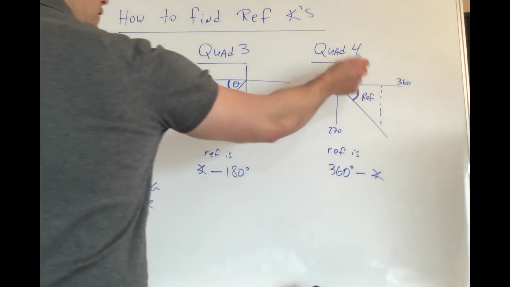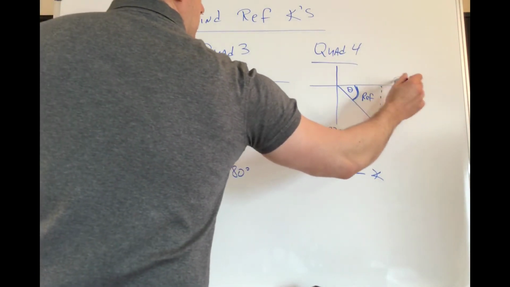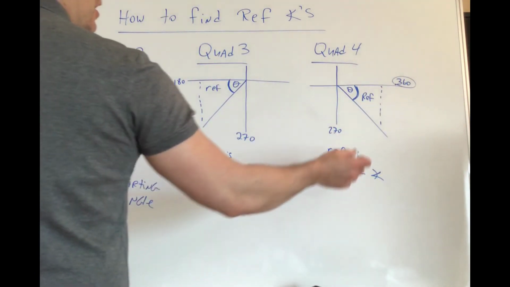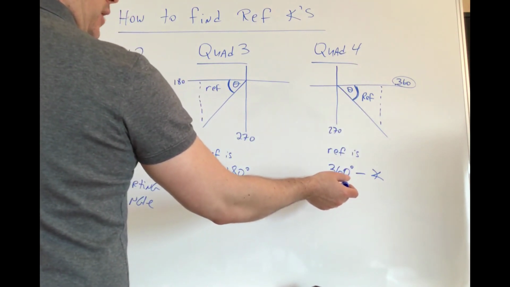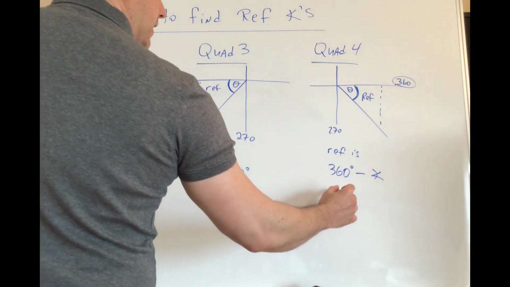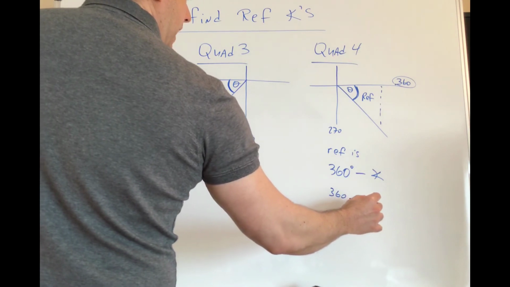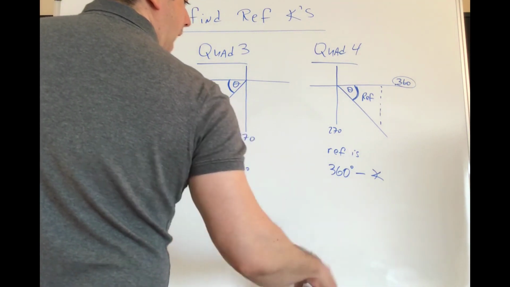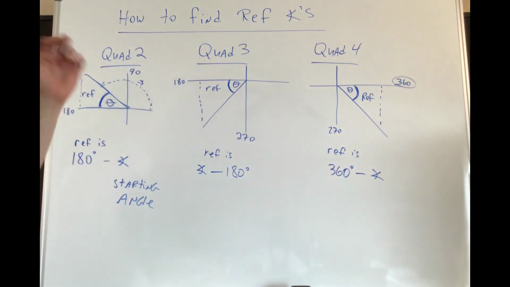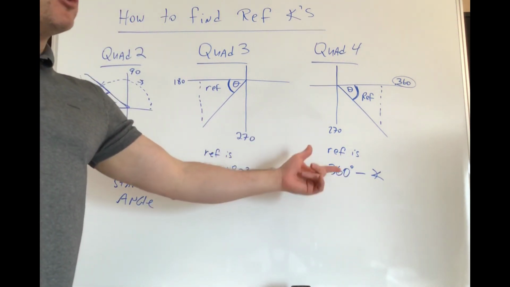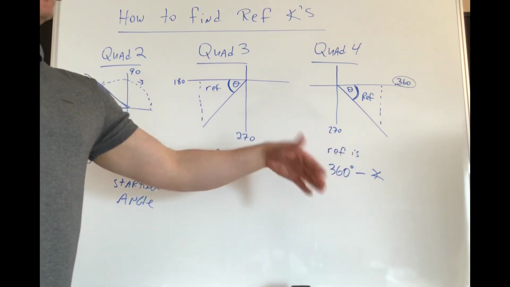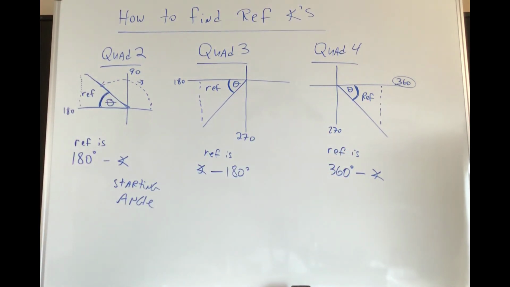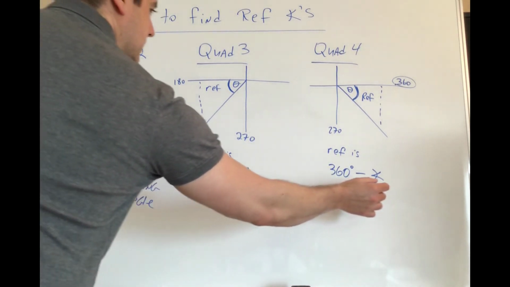Now, in quadrant 4, this is who you're using. Whatever the angle was, again, I think what I have, 310. So I did 360, take away 310, and I got 50 degrees. So you take 360 and you subtract whatever angle I gave you in the beginning. So if I had given you an angle of 300, you do 360, take away 300, you get 60. Okay? So this is how you find the reference in each of the quadrants. You use these formulas.